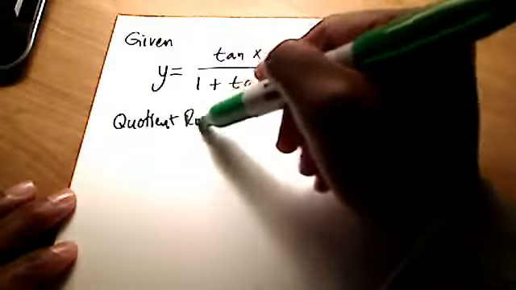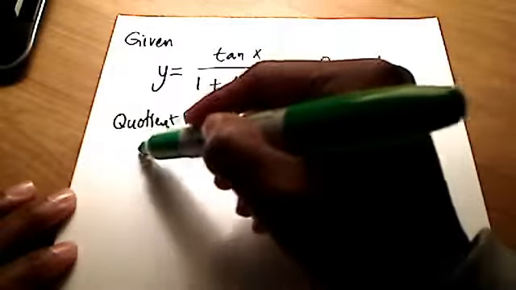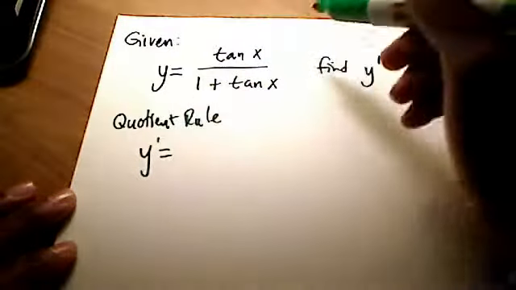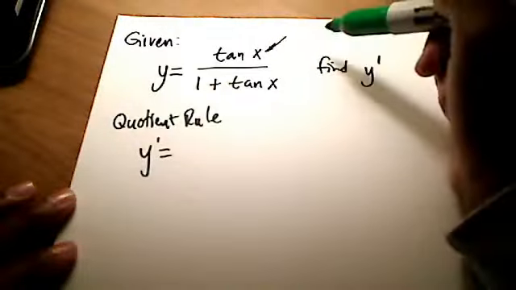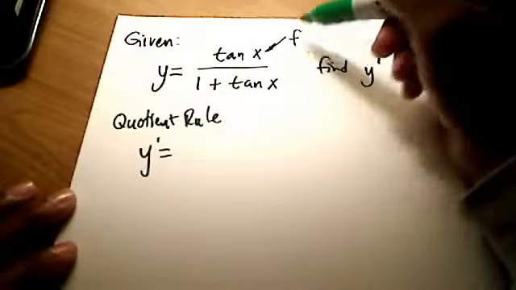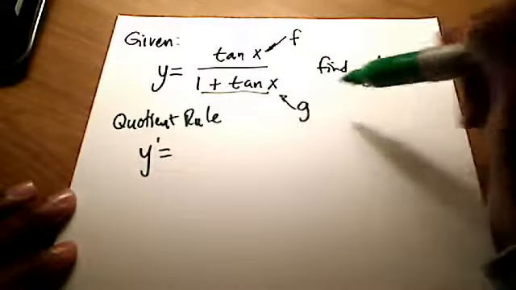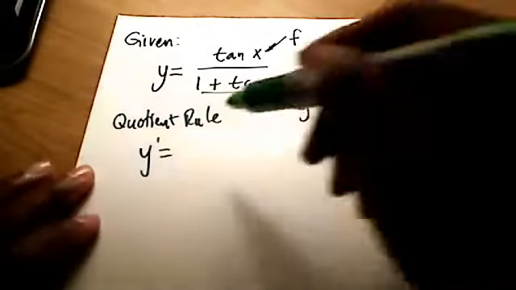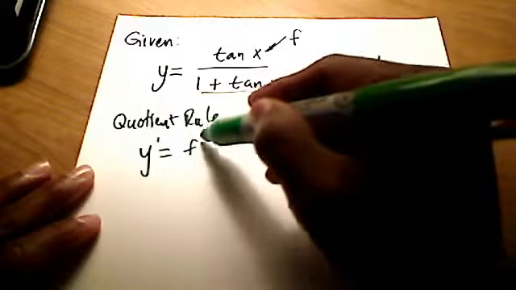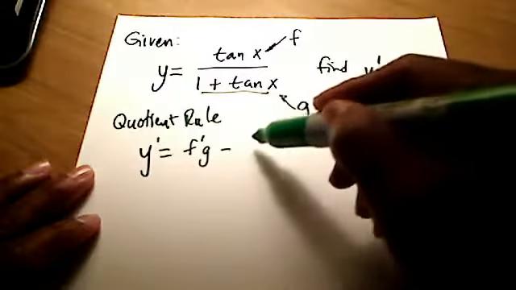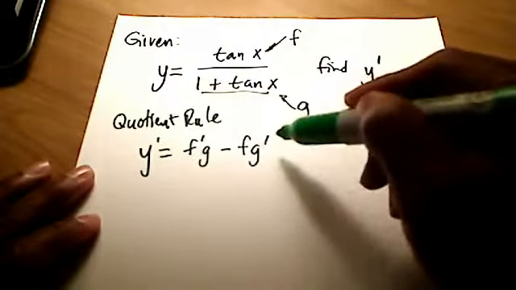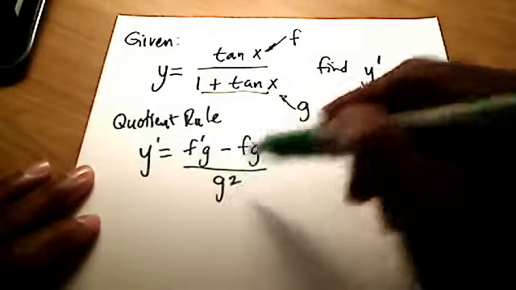Quotient rule says, we'll call this numerator here f, and my entire denominator down here, all of this stuff down here, we'll call g. So the quotient rule says, let's do the derivative of f times g minus f times the derivative of g, all over g squared.